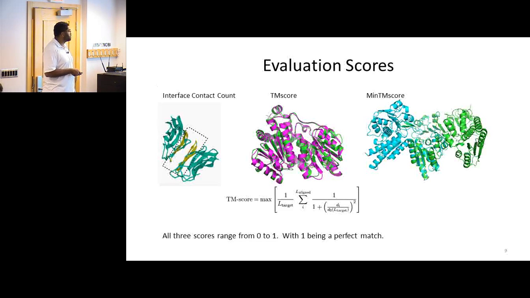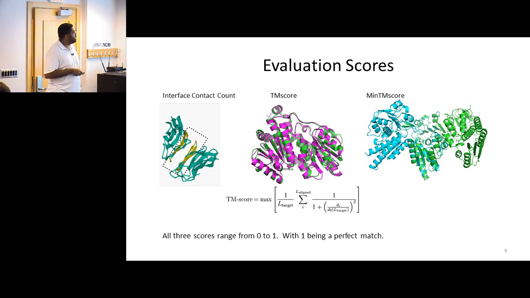So this is very simple. The three scores you'll see me refer to a lot. The first one is the interface contact count. If this is a native structure, I just look at pairwise contacts at the interface, and I see how many of them are in my predicted model, and I divide it by the total that are actually in here.